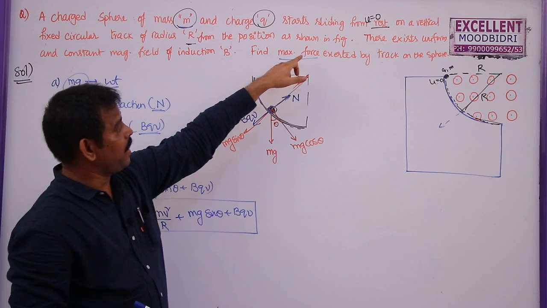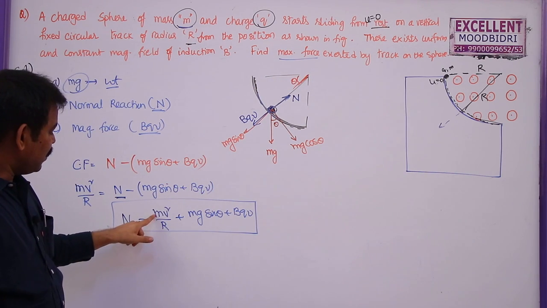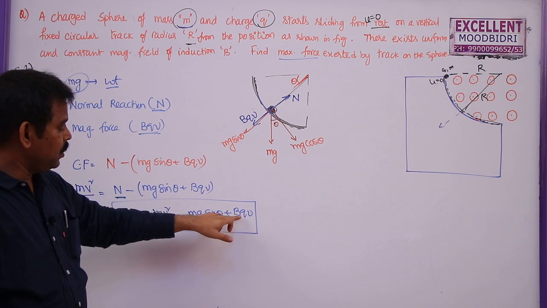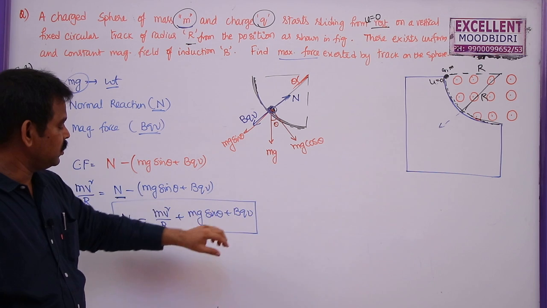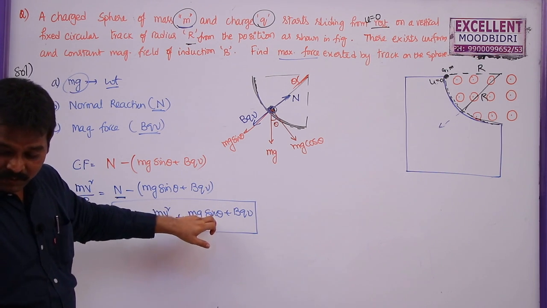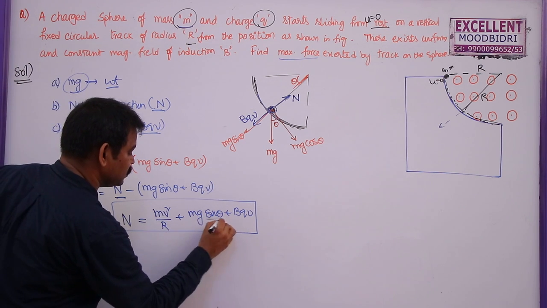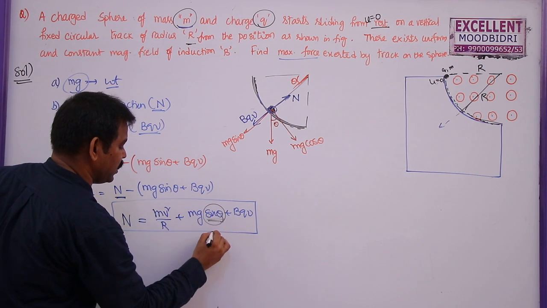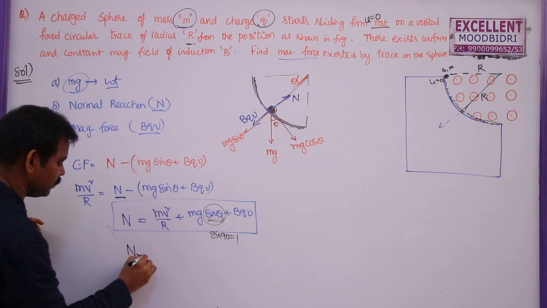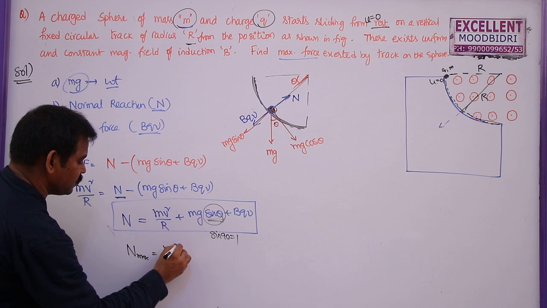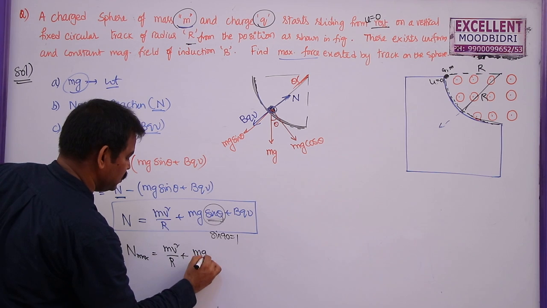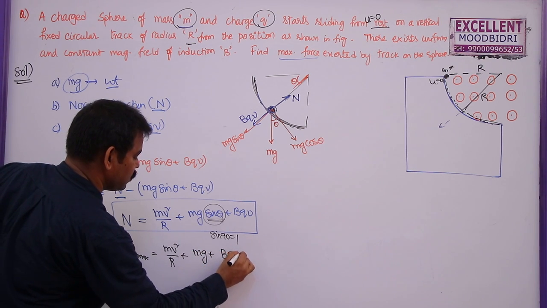But as they are asking for maximum force, you can see mass, radius and velocity are constants. This value will not change. BQV will be constant, this will not change, but mg sin theta is variable because it depends on theta. So this will be maximum only if this is maximum. So the maximum value of sin 90, we know sin 90 is equal to 1. So N max is given by mv square by r plus mg plus BQV.